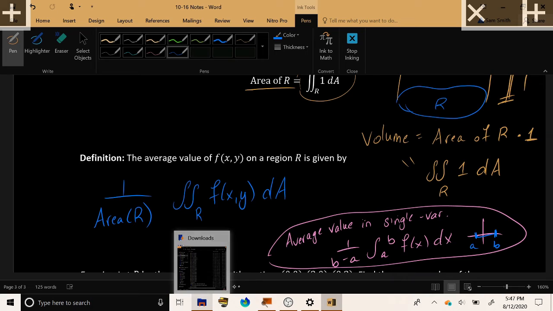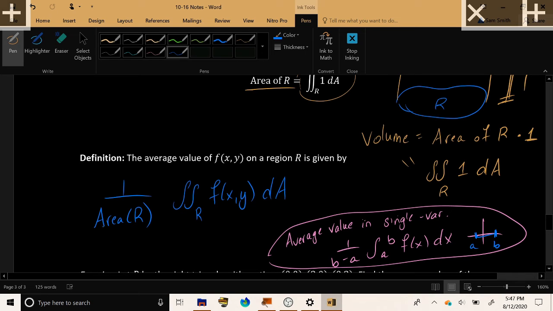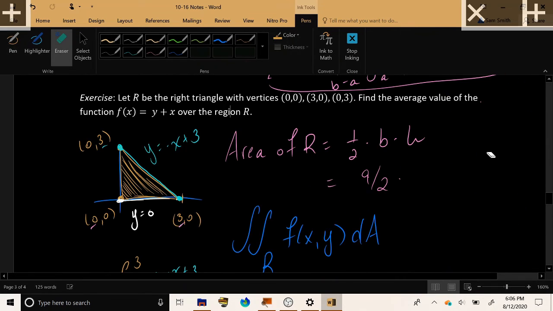We're still integrating the function and dividing. Previously, we were dividing by a one-dimensional length. Now we're dividing by a two-dimensional area. So let's consider the following example problem. Let R be the right triangle with vertices 0, 0, 3, 0, and 0, 3. Let's find the average value of the function f of xy equals x plus y over the region R.